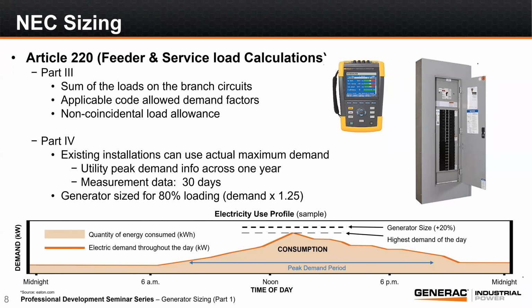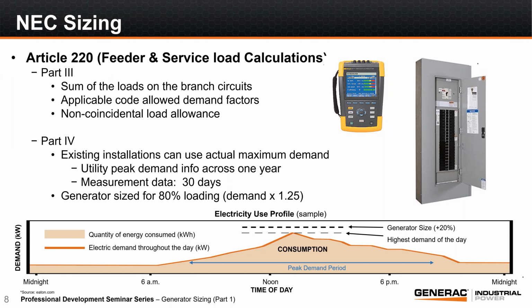Part 3 is where you are adding up the load totals on different branch circuits and using whatever applicable load factors there are based on the type of loads that are connected. This is also where you want to consider any loads that would not be used simultaneously, things like cooling and heating loads.